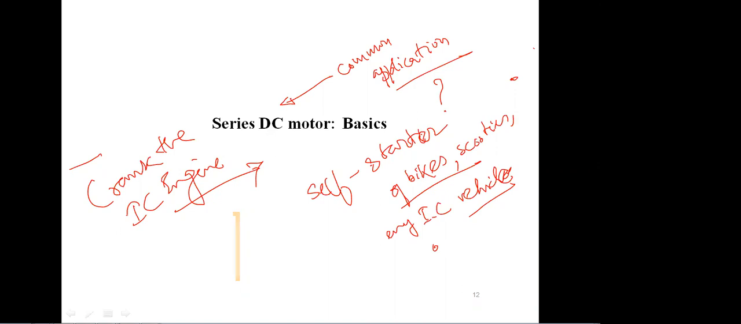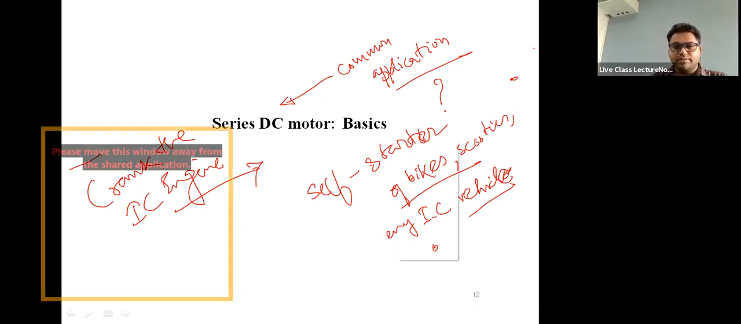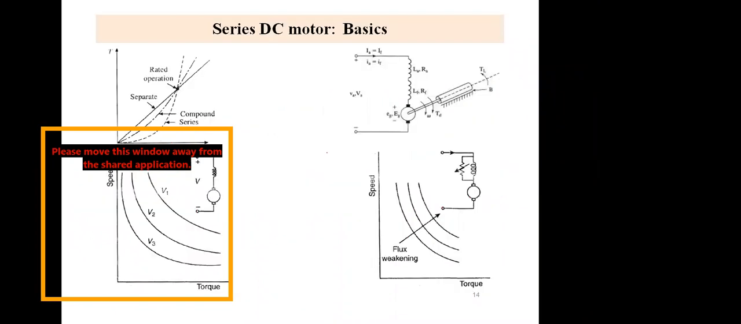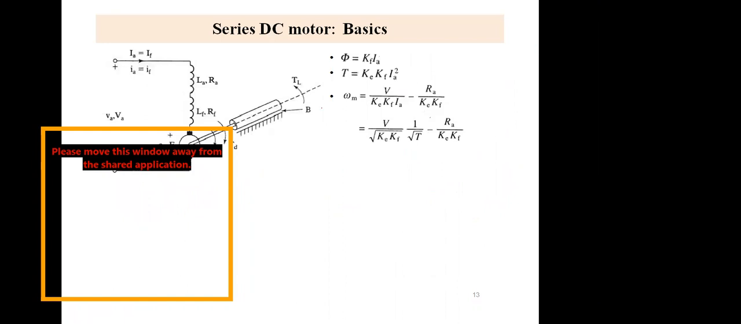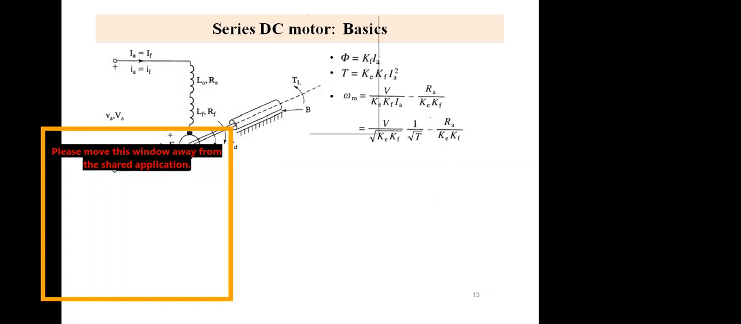Sorry for the interruption. Some important call had come. Yes, tell me. Any problem? Okay. So what I was telling. Again that window is coming. Some of you please help me out in this thing.